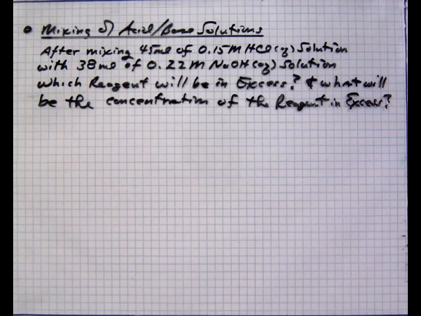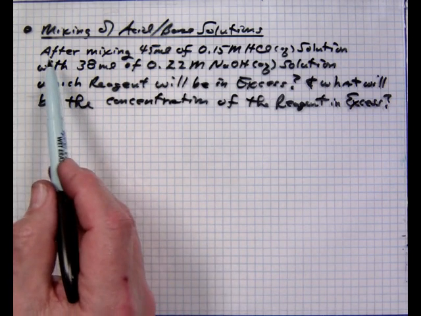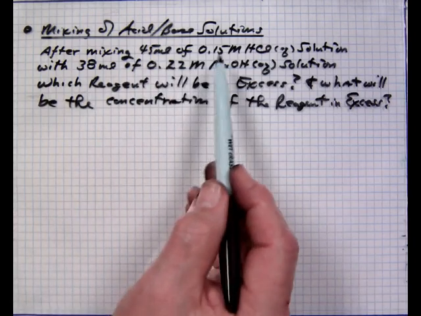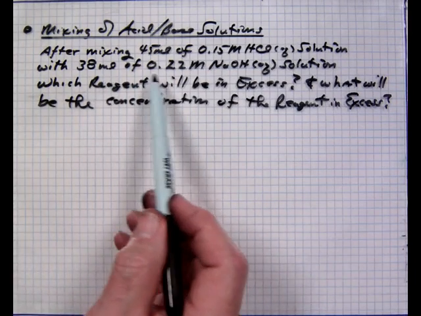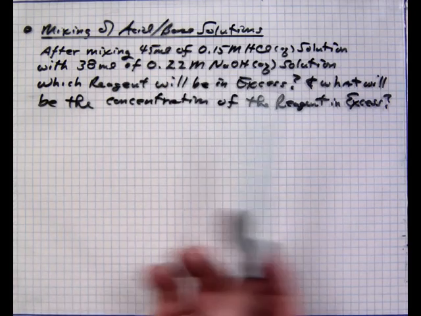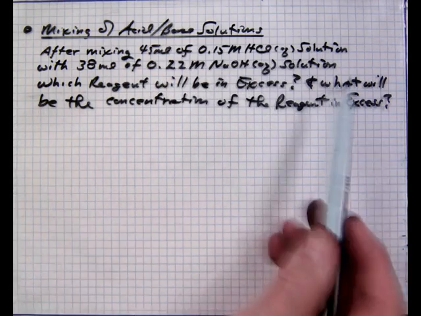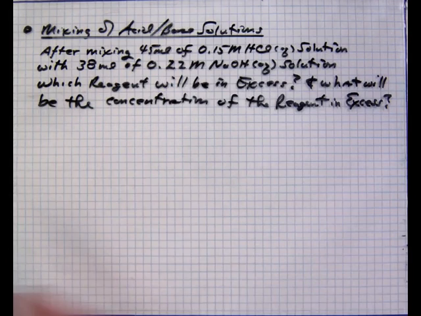A second type of problem that's common is mixing of acid-base solutions, and you know what their volume is and concentrations before mixing. Here is a case of after mixing 45 milliliters of a 0.15 molar HCl solution with 38 milliliters of 0.22 molar sodium hydroxide solution, which reagent will be in excess? And what will be the concentration of the reagent in excess?